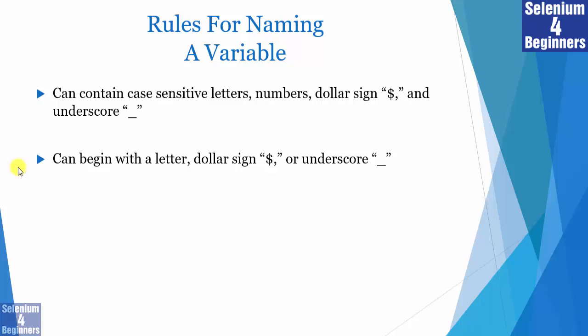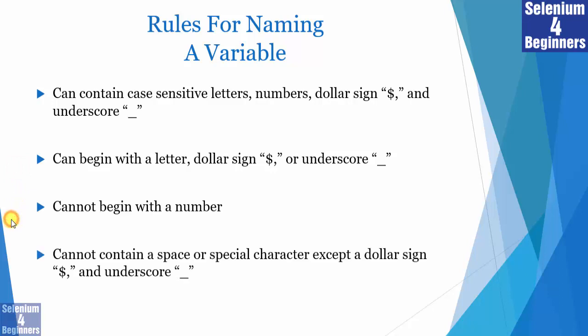Now, let's see what we cannot do with the Java variable. The next rule, it cannot begin with a number. It cannot contain a space or special character except a $ or underscore. The only special character I've seen in a variable is an underscore. The last rule is it cannot contain a reserved keyword.